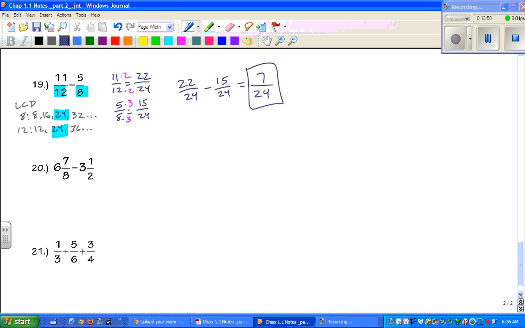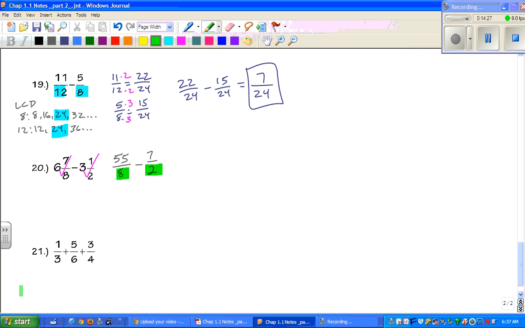Let's look at number 20 real quick. Now, 20 is a mixed number. So the first thing we have to do is to change those. Okay? So 6 times 8 plus 7 gives us 55 over 8. And 3 times 2 plus 1 gives us 3 times 2, 6 plus 1 is 7.